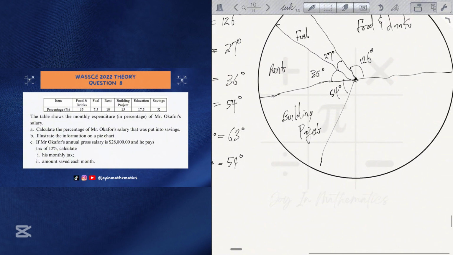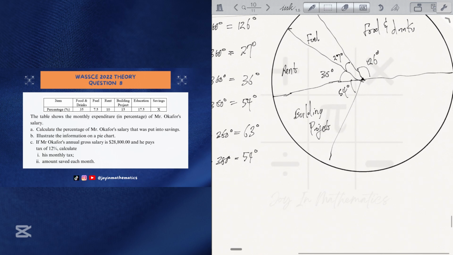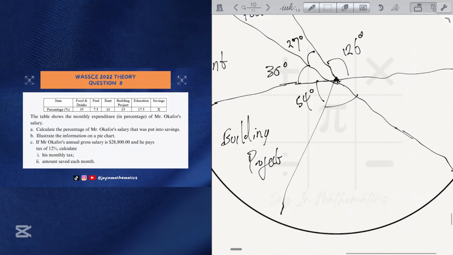Afterwards we have 63 degrees, spent on education. It should be greater than this. Again, it's just a sketch. So we have 63 degrees spent on education. And finally we have savings, which is 54 degrees.